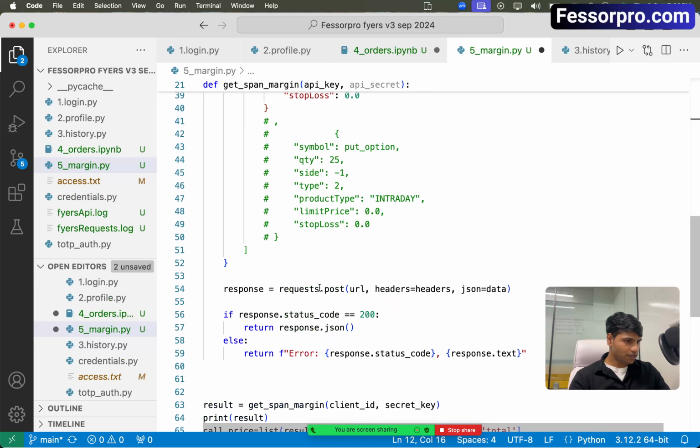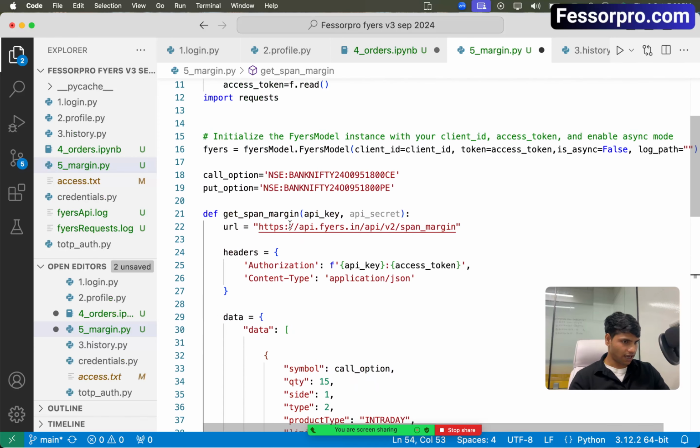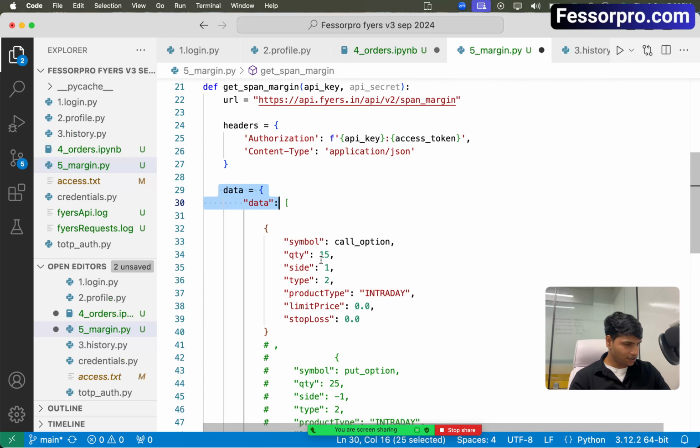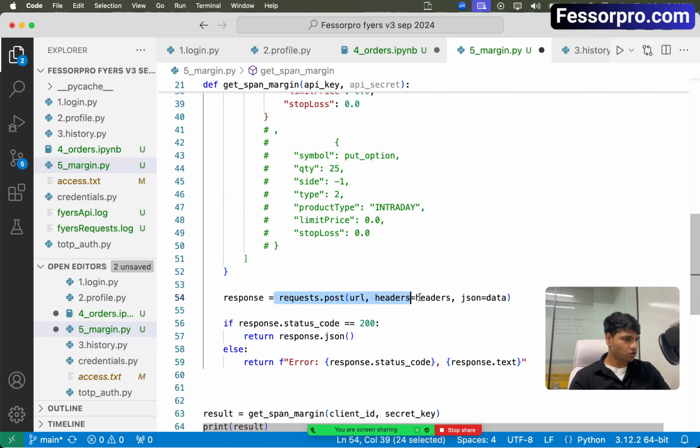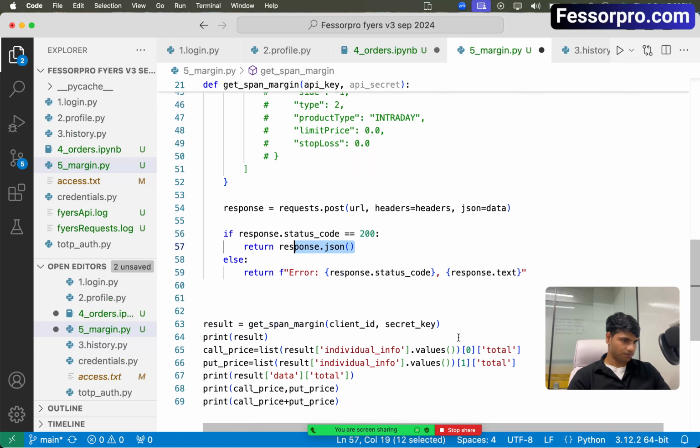Now using this request library, I'm going to call the post function where I'll specify the URL, header and the data. So three things I have. See, I have URL, I have header and I have this data. So these three things you need to send inside this post function. Now whatever response you get, if the response has the code 200, it means it was successful. So I'll convert this into JSON and I'll return that JSON. If no, I'll throw the error, whatever the error it gives me.